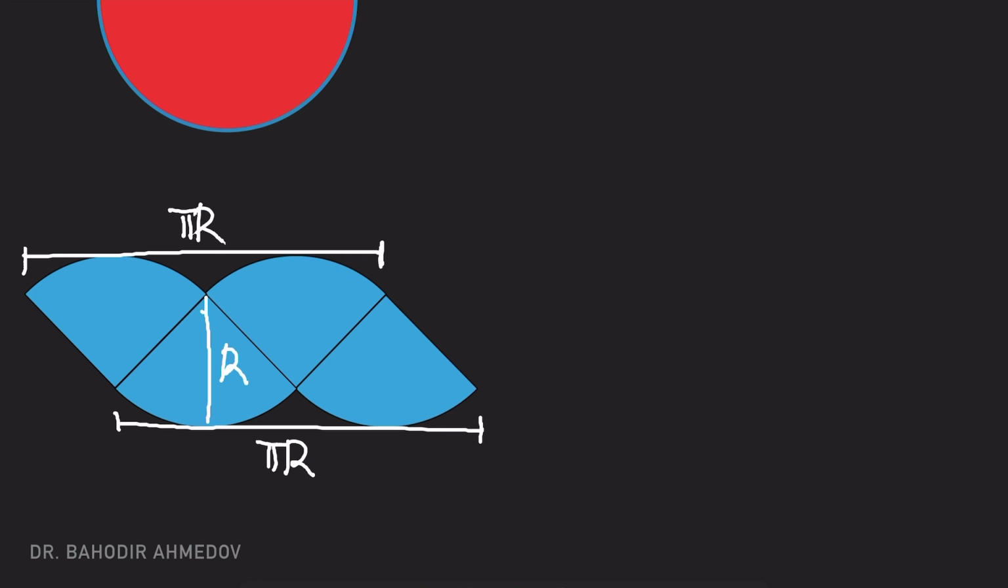So the area of this parallelogram is going to be equal to the radius times pi r, which is pi r squared. The problem is we made this approximation by claiming that this is a parallelogram, which it is not, right?